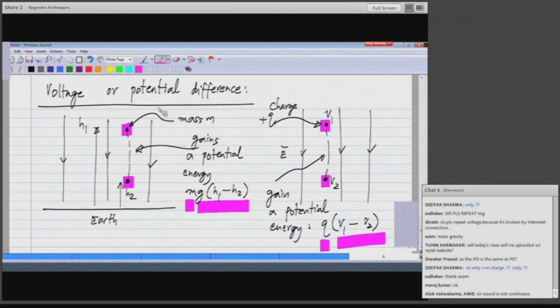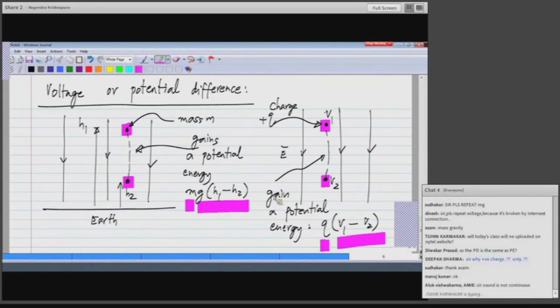So what I want to emphasize here is that the voltage or potential difference makes sense only when measured as a value difference between values at two different points. There is not much significance to saying that the potential at a particular point is 1 volt without saying with respect to what that potential is.